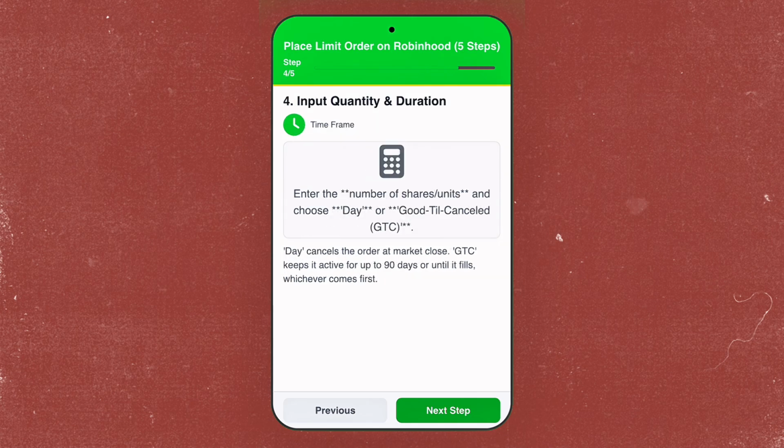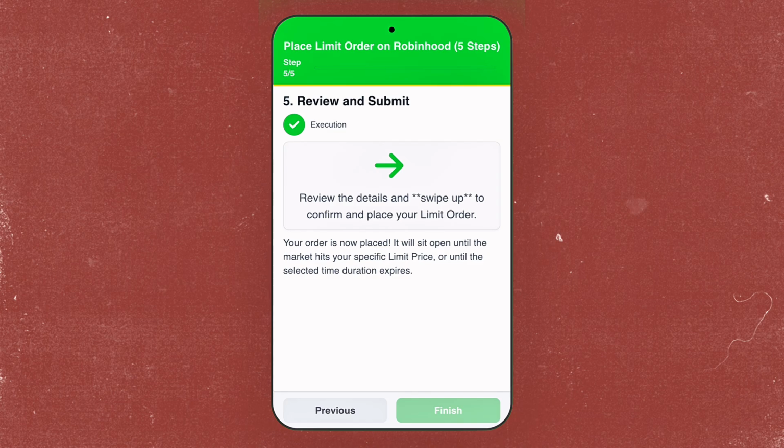And then next is to input quantity and duration. So there will be days. So this one will cancel the order at market close, or the GTC keeps it active for up to 90 days or until it fills, whichever comes first.